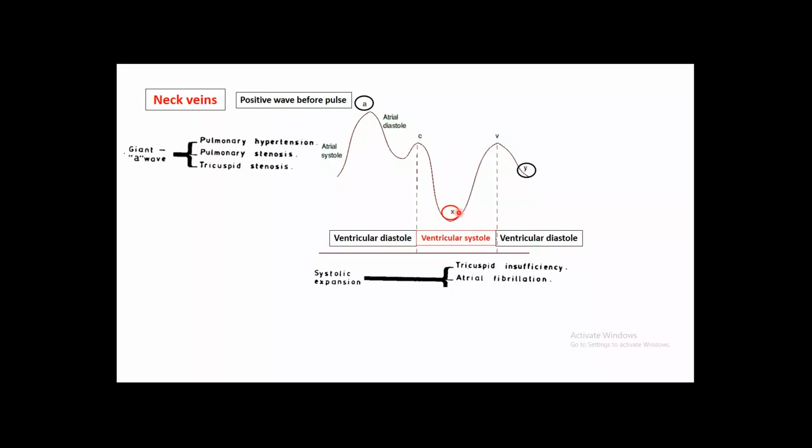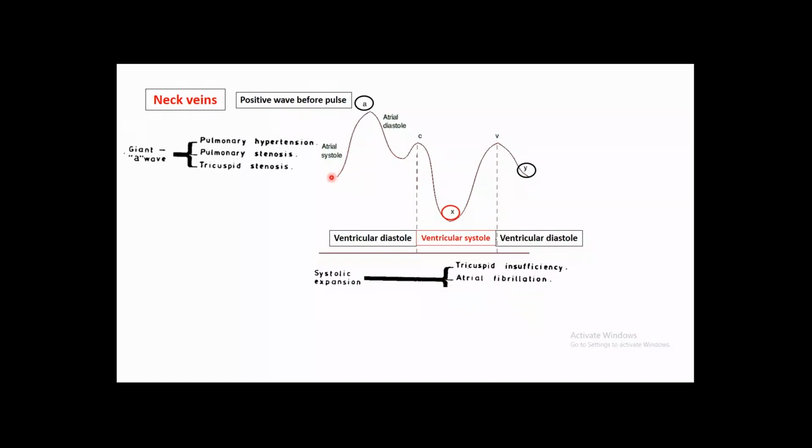this phase and a positive wave here. This causes systolic expansion with tricuspid regurgitation, or the patient has electrical abnormalities that lead to absence of atrial contraction and relaxation, which is atrial fibrillation. And this is the most common cause of systolic expansion of neck veins.